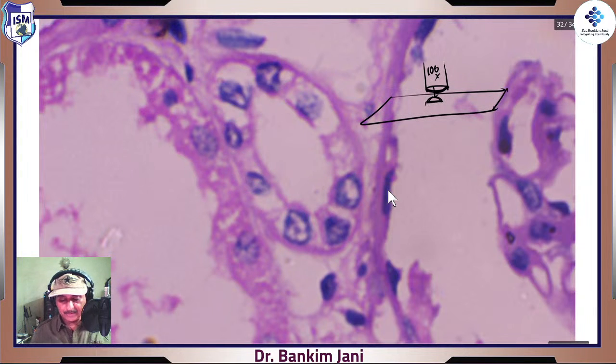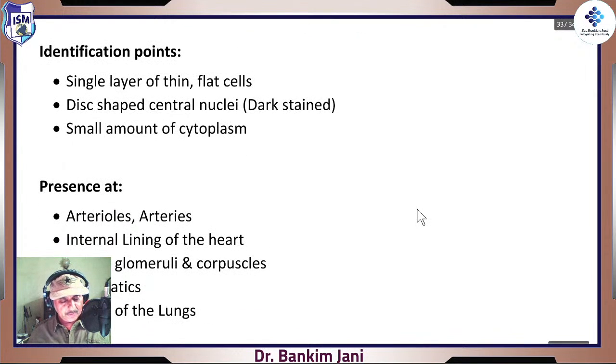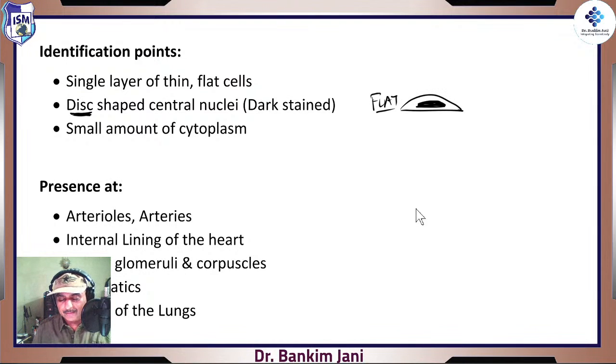So our next topic is simple cuboidal. But first, a quick revision. Simple squamous: a simple layer of thin flat cells with disc-shaped nuclei. We can give all sorts of shapes, but at the back of our mind we know it is flat. For description, it is a disc-shaped central nucleus with a small amount of cytoplasm. Obviously the cytoplasm is less because the cell is flat. We can't see the cytoplasm, but we say it is a flat cell. That's why. And it is present in arterioles, which we saw first.